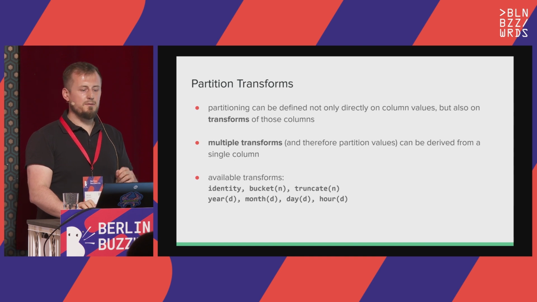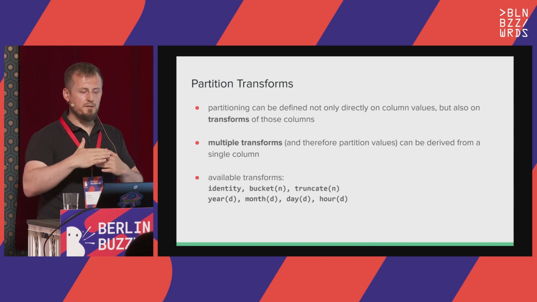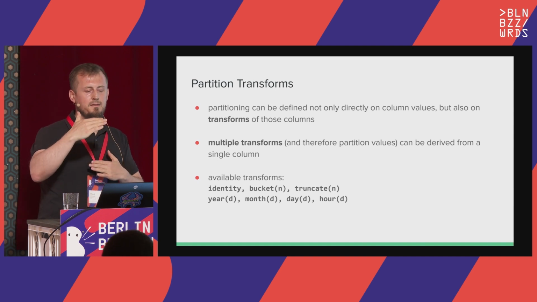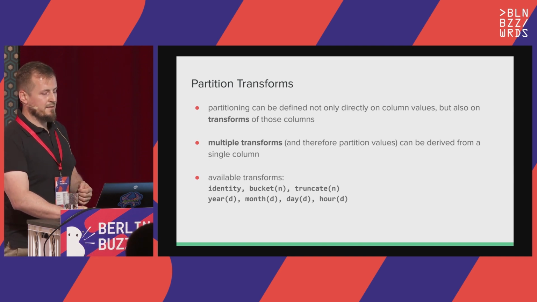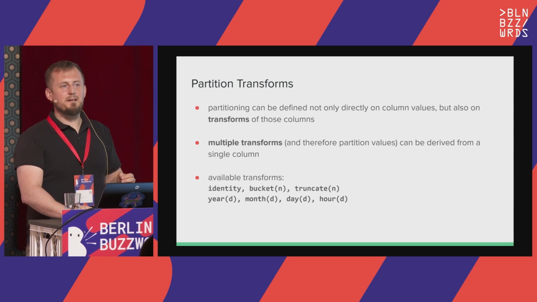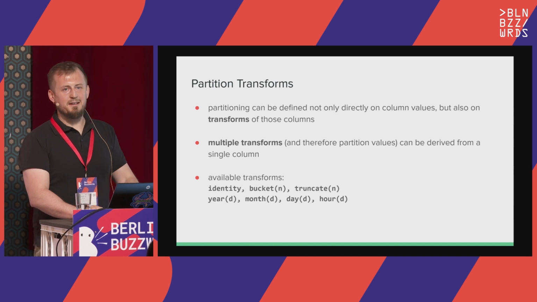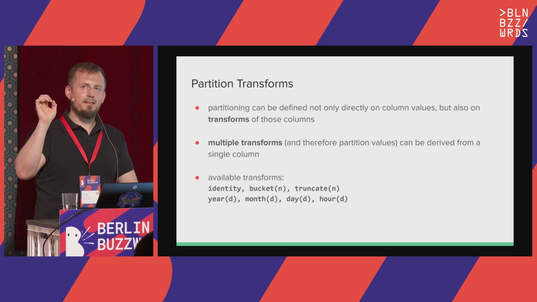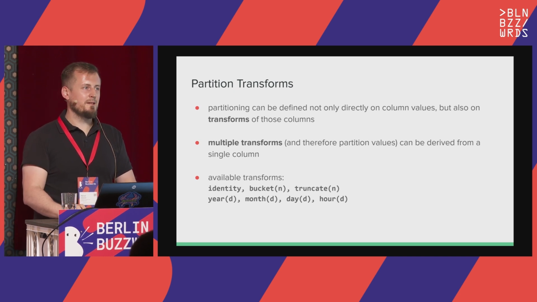This is a nice thing to do, for example, with high cardinality columns, if you would still like to have some kind of grouping that is also predictable, because it never goes above this preset n of buckets. And truncate is just truncating a string. If you have a string column, you can project a partition value that takes the first two characters of that particular column, and that's it.